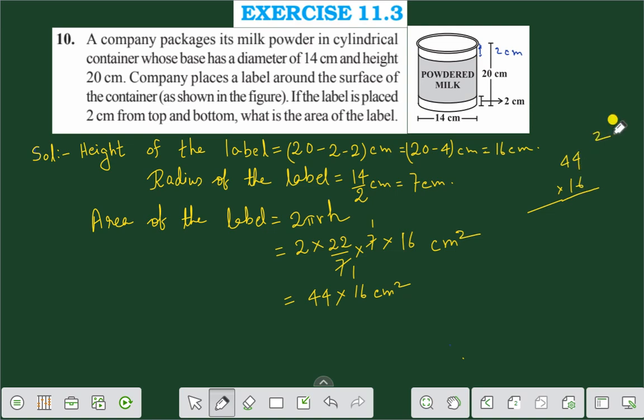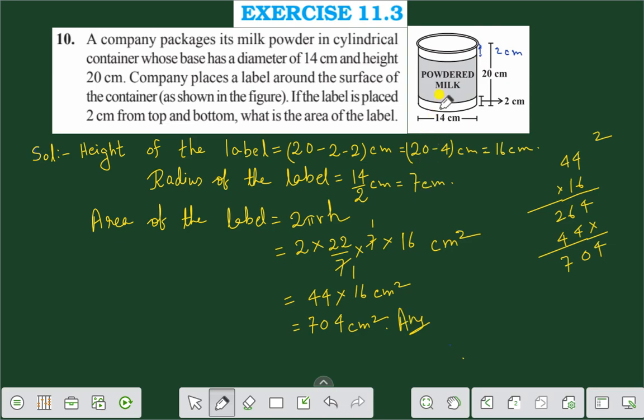4 sixes are 24. 2, it is 4. 4 ones are 4, plus 2 is 26. 4 and 4. 4 plus 6 is 10. Carry 1, it is 0. 4 and 5, 6, 7. We are getting 704 centimeter square. This is the answer. This is the area.